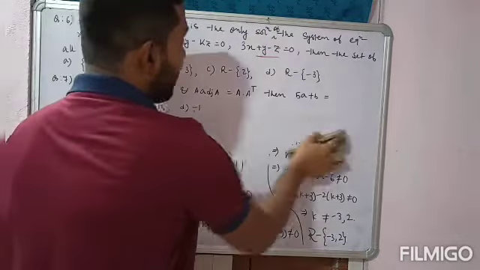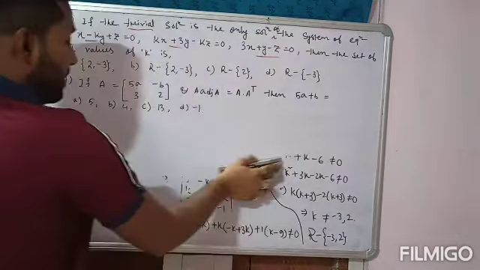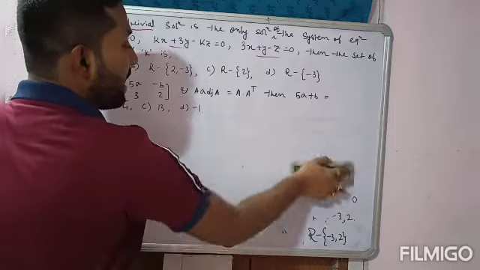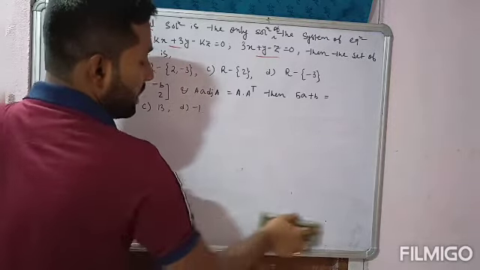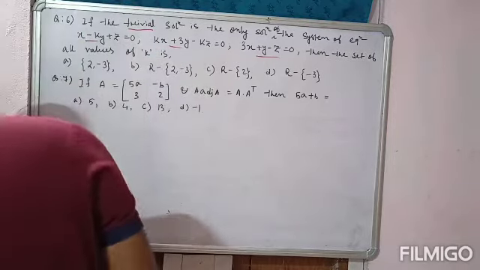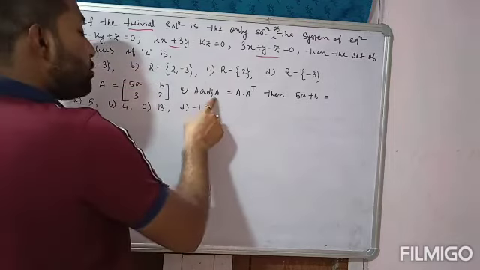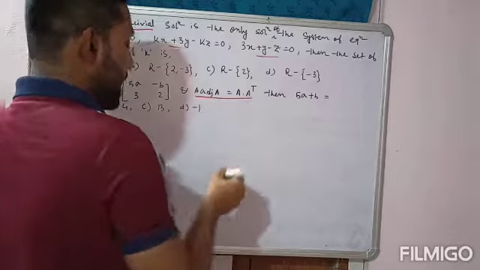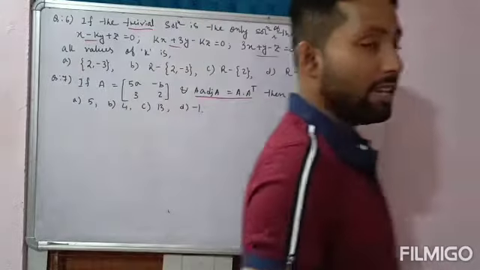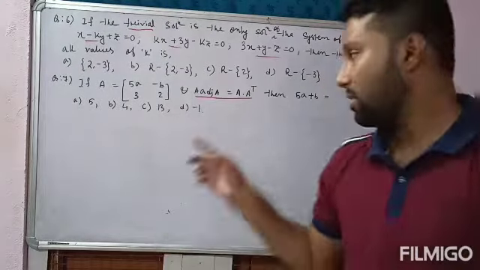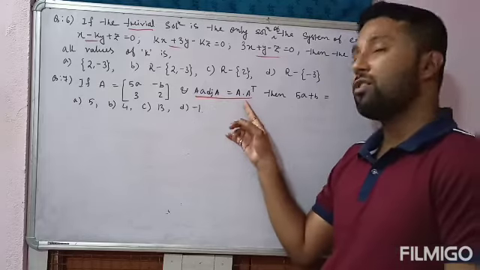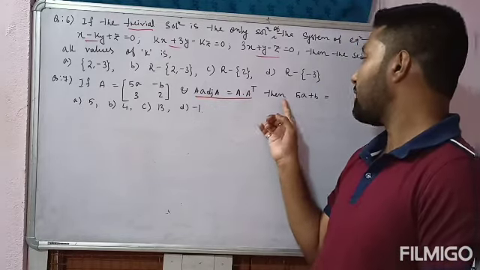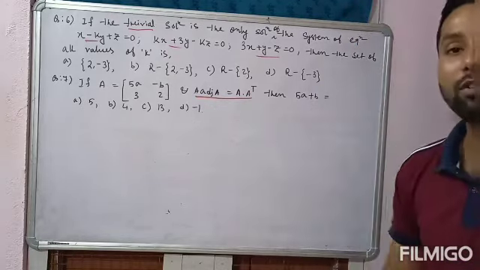One matrix is given. Read the question properly. Here A is equal to [5a, -b; 3, 2]. One square matrix is given, and A into adjoint of A is equal to A into A transpose. Then 5a plus b is equal to what?